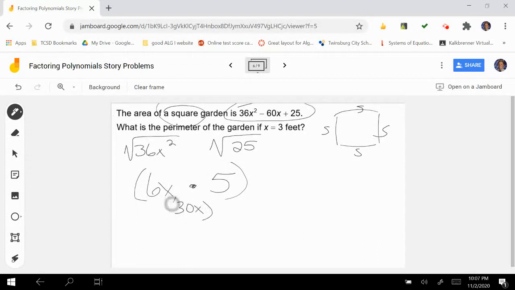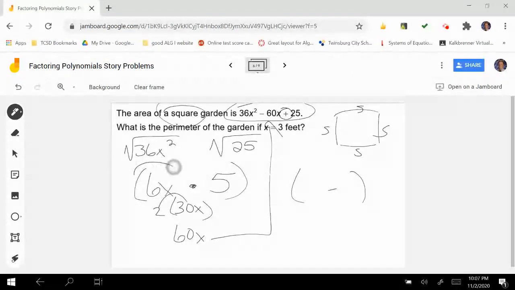X is tagging along, and then we double it to make sure that this works, and we get 60x, which is our middle term. So remember, when we do this, this has to be positive, and then that negative for the b value will be what's inside my perfect square trinomial. This is my first term, 6x. My third term was the square root of 25, which is 5. And then we square it. All right. So the side squared is going to be 6x minus 5.